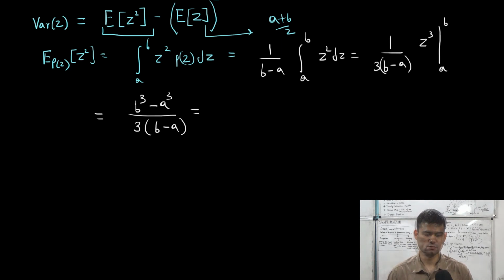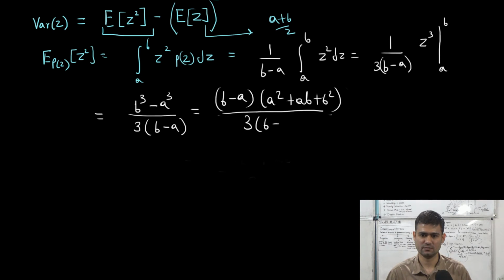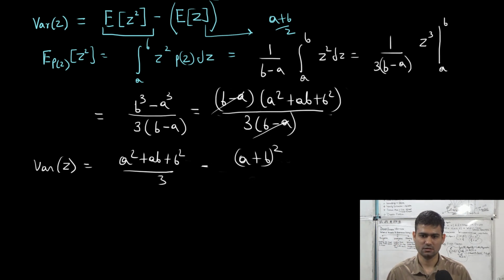We can expand the numerator further. So after expanding the numerator, we get b minus a times a squared plus ab plus b squared over thrice of b minus a. So this denominator cancels out with this term in the numerator, and this function is defined only when b minus a is not equal to 0. So putting everything together, the variance of z is expected value of z squared minus expected value of z, squared. So we get variance of z is a squared plus ab plus b squared over 3 minus a plus b, squared, over 4.